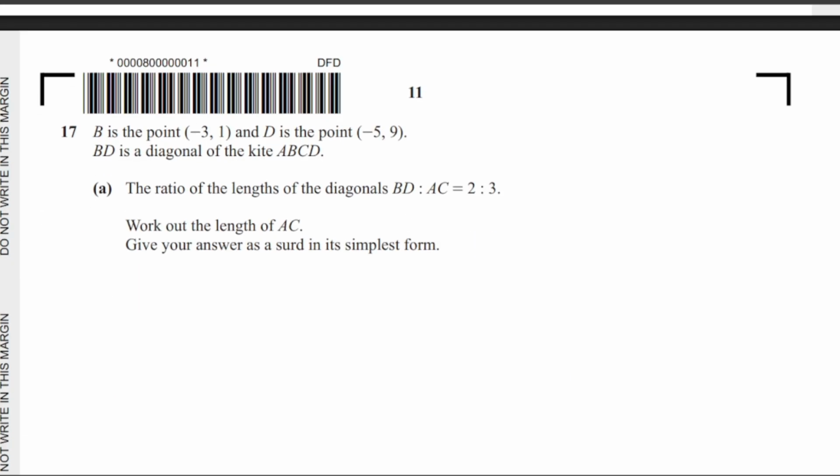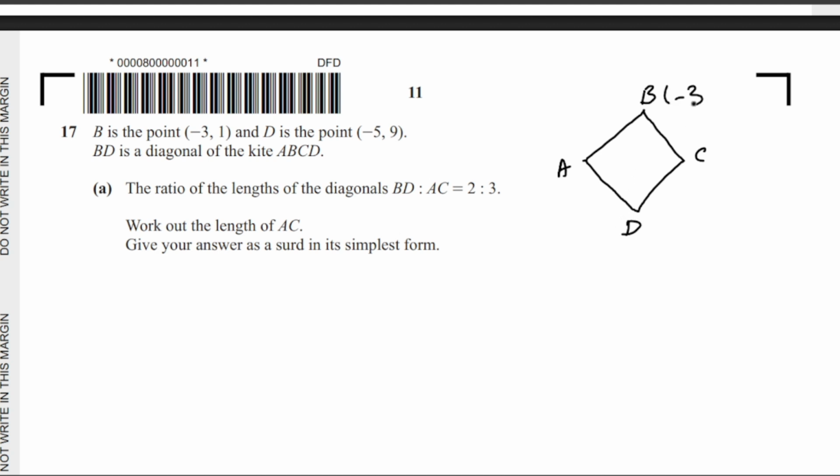Okay, moving on to question number 17. We have B is the point negative 3, 1 and D is the point negative 5, 9. BD is the diagonal of the kite ABCD. Okay, let's try to draw this out real quick. A would be here, B would be there, C would be there, and D would be there. A, B, C, D.